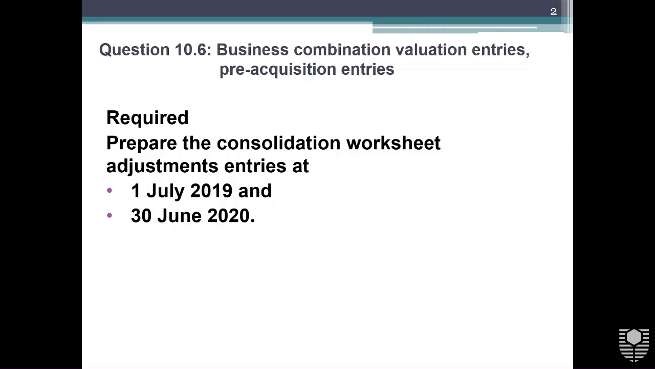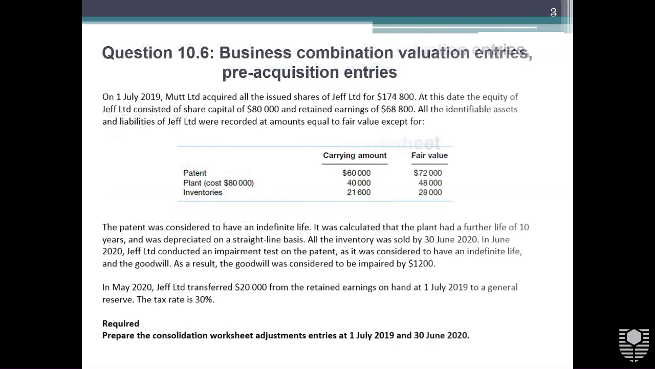So when you get into later years, that's what you have to think about, how the entries might have changed. So if we have a look at 10.6, reading through the question in front of you, on the 1st of July, Mutt acquired all the issued shares of Jeff for $174,800. So that's your consideration. So big circle or highlight that, because that's what you're going to pay. That's what you're going to use to work out whether we've got goodwill or a gain on bargain purchase, because that's what we've paid. At this date, the equity consisted of share capital of 80, retained earnings of 68,800.